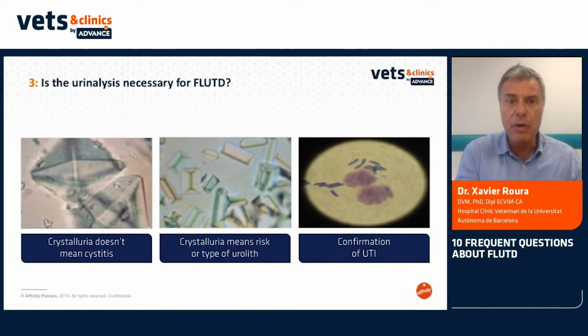And we need to remember that a potential crystalluria means a risk: the urolith that you can find may be produced by this kind of mineral, or it can indicate that in the future there are many factors that could produce new uroliths with this kind of mineral, but it doesn't explain the clinical signs. To explain the clinical signs, you need to find a urolith.